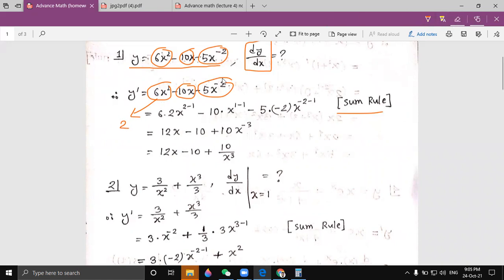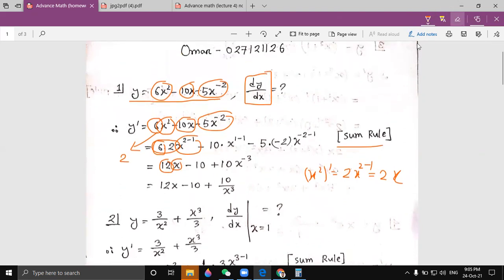Here you have to see we have a constant value. This is 6. So we will keep this constant value, and we have to differentiate this function, x square. If we differentiate x square, it will be 2 into x to the power 2 minus 1, so it will be 2x. And we already had 6, so 6 into 2 is 12. So this will make 12x.